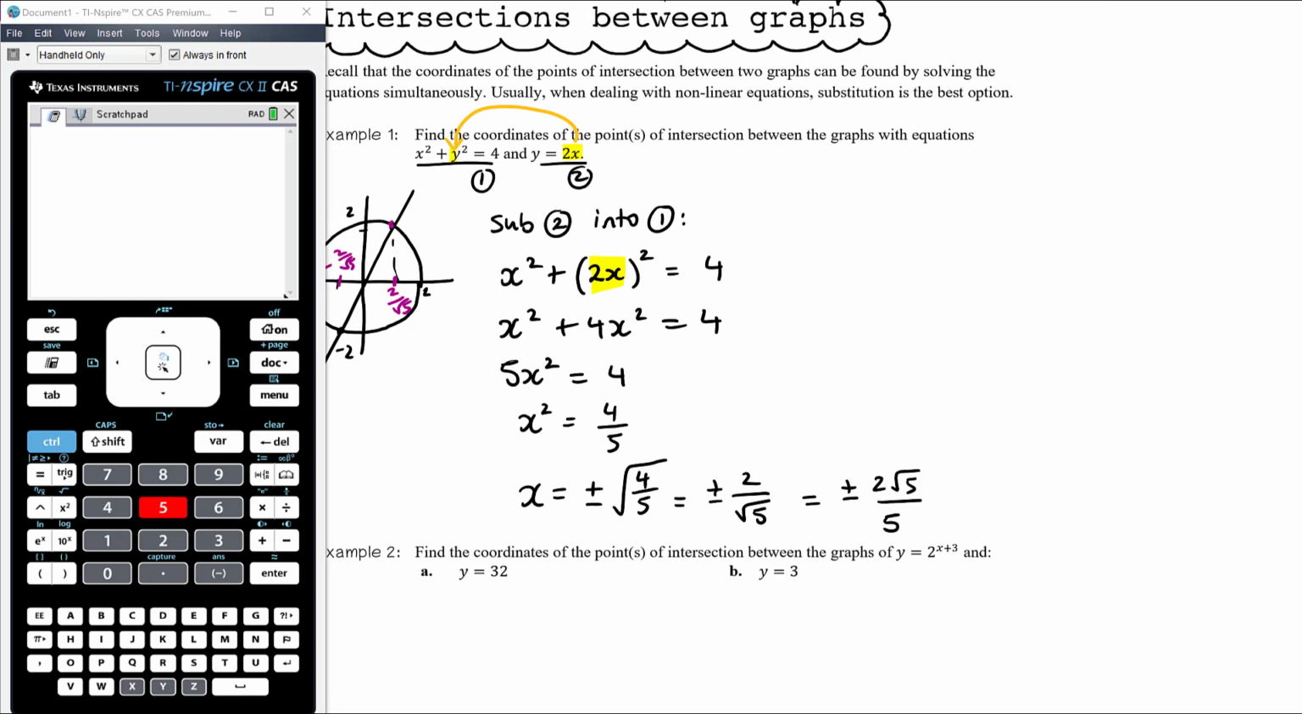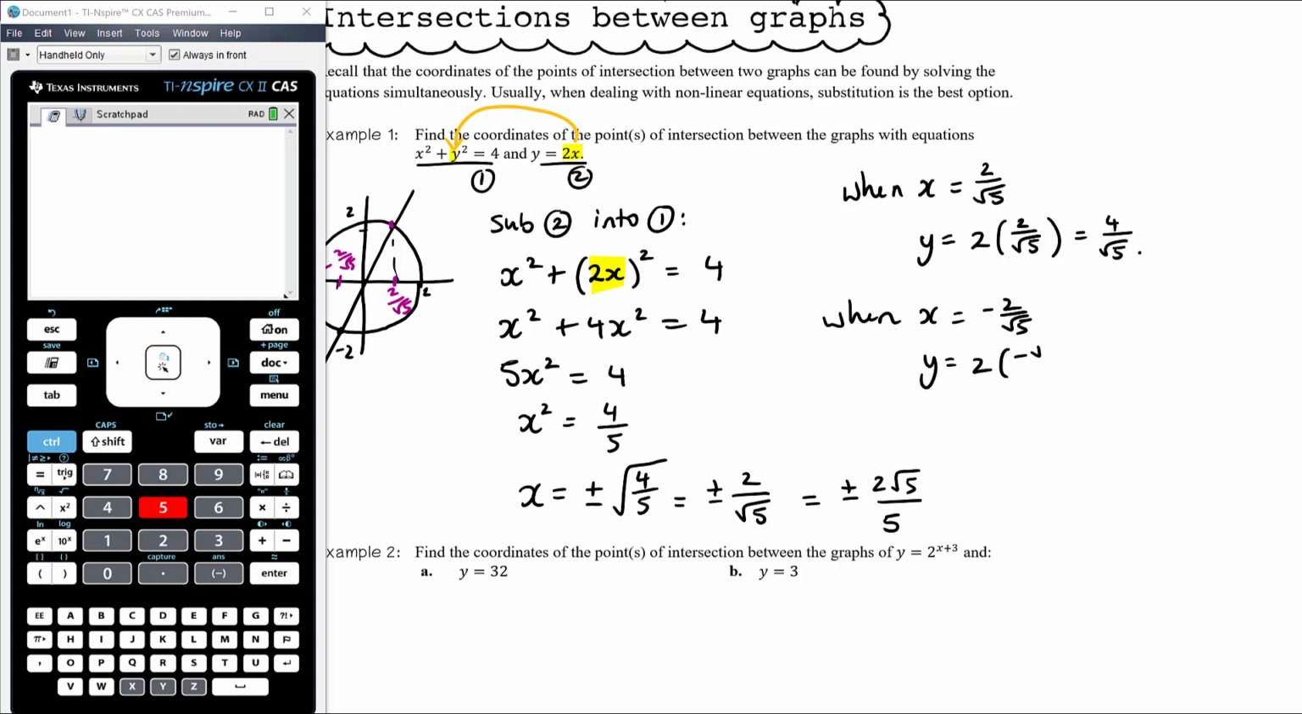Now, if I've got the choice between going back into the circle or into the linear equation, the linear equation is a much nicer equation. Okay, so we know when x is equal to 2 on root 5, y is going to be equal to 2 times x, so 2 times 2 on root 5, so that is 4 on root 5. And we know when x is equal to negative 2 on root 5, y is equal to 2 times negative 2 on root 5. Sorry, that's a bit illegible. And so that is going to be negative 4 on root 5.